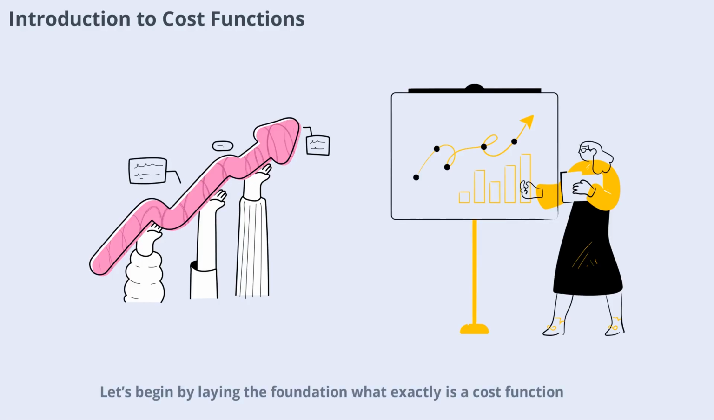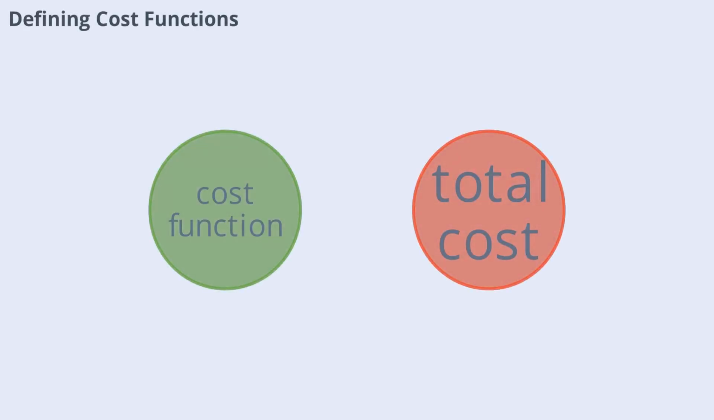Let's begin by laying the foundation. What exactly is a cost function? A cost function is a mathematical relationship that shows the total cost of producing different quantities of a good or service. It's a way to model how cost changes as output changes. Typically, the cost function is written as C(Q), where C stands for total cost and Q represents the quantity produced. This function helps firms predict how much it will cost to produce a certain amount, which is crucial for planning and budgeting. Understanding this relationship is the first step in managing production efficiently and maximizing profits.